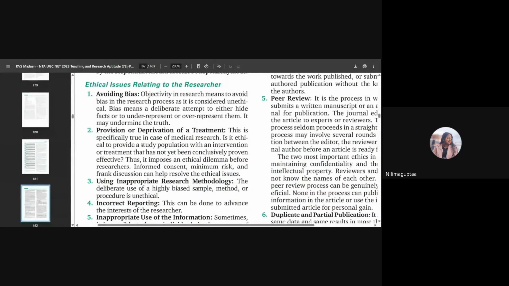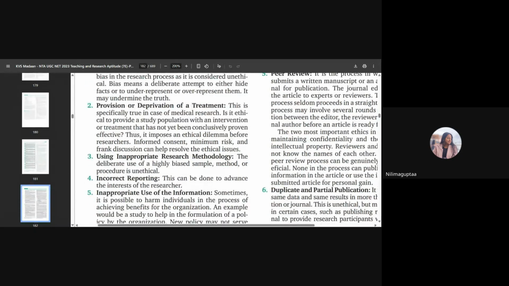Next problem that a researcher creates, which is ethically wrong, is using inappropriate research methodology. So we have to be very clear with what kind of methodology we are going to use. If we use a wrong methodology, the whole of the research will become wrong and we will get wrong answers and calculations and everything. And then incorrect reporting.